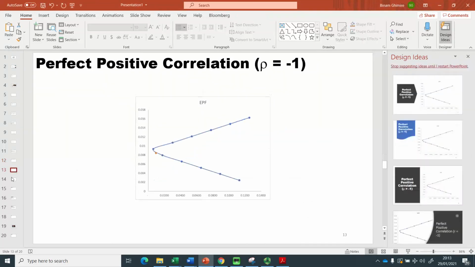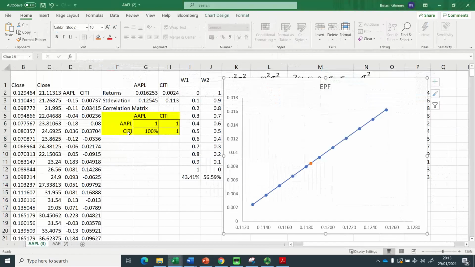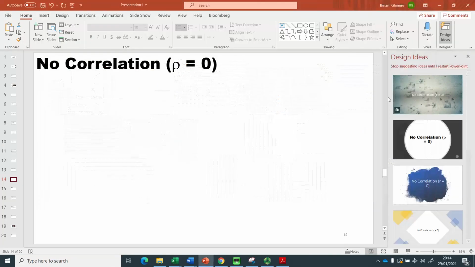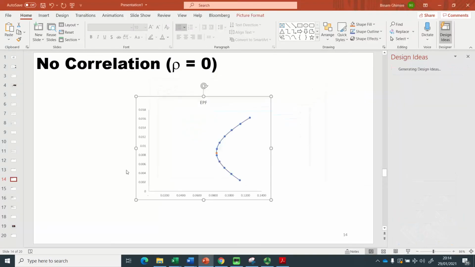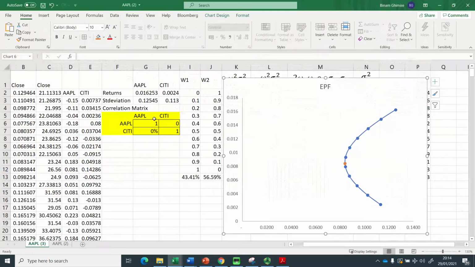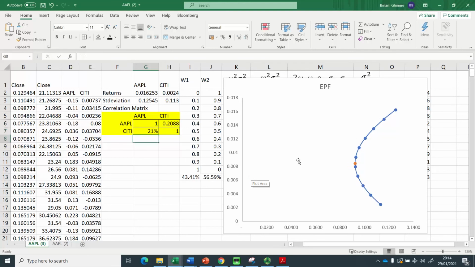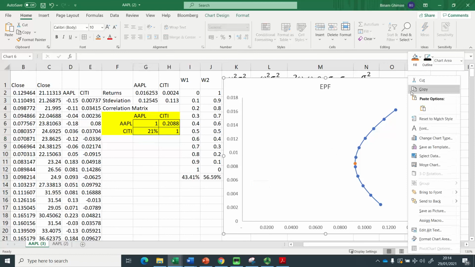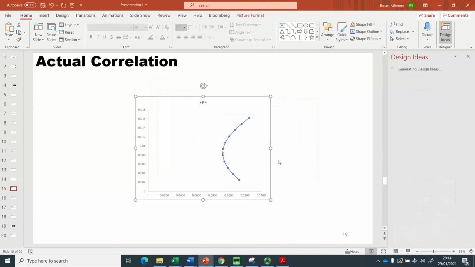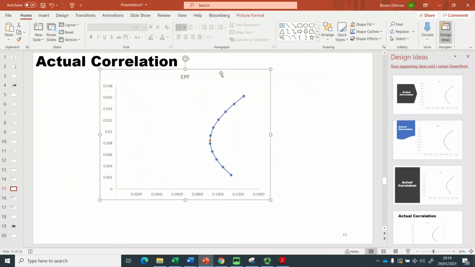And finally, when it is 0, there is no predictive relationship as we said, and it doesn't change much. So I can put it here. And finally, the one that we are interested in is when the actual correlation is established. So that is going to be, that was actually 0.2088. So that's what I can write, and I can take this and put it here. And that way I have been able to show you the effect of correlation.